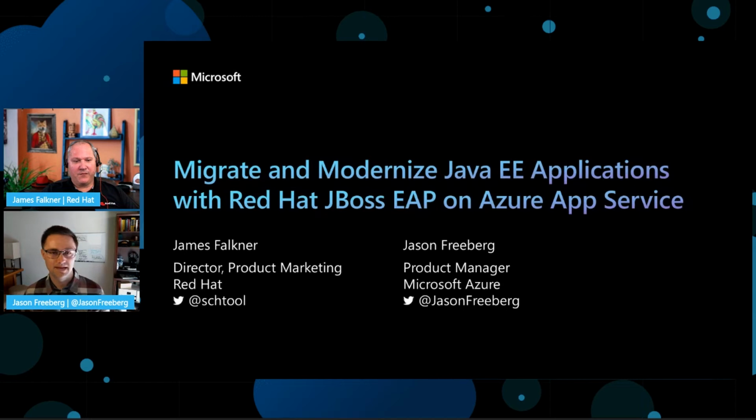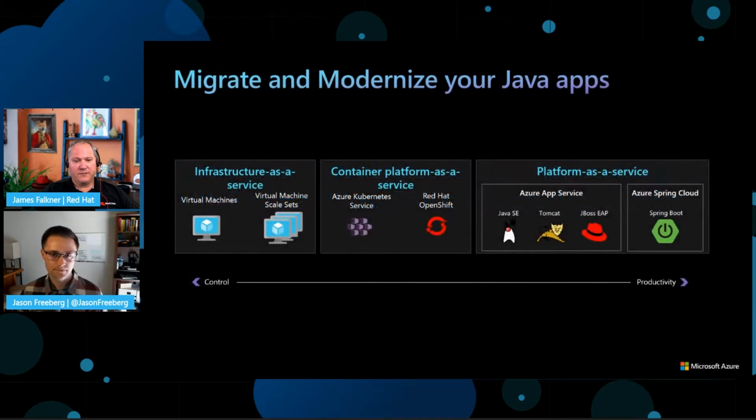Okay, great. So hi, everyone. Thanks for joining today. My name's Jason Freeberg. I'm a product manager on Azure App Service. And today I have the pleasure of being joined by James Faulkner, Director of Product Marketing at Red Hat. In today's session, like we mentioned, we're going to talk about migrating and modernizing your Java EE applications with Red Hat JBoss EAP on top of Azure App Service. If you have any questions, feel free to post those in the chat as we're going through this. But without further ado, let's talk about Azure.